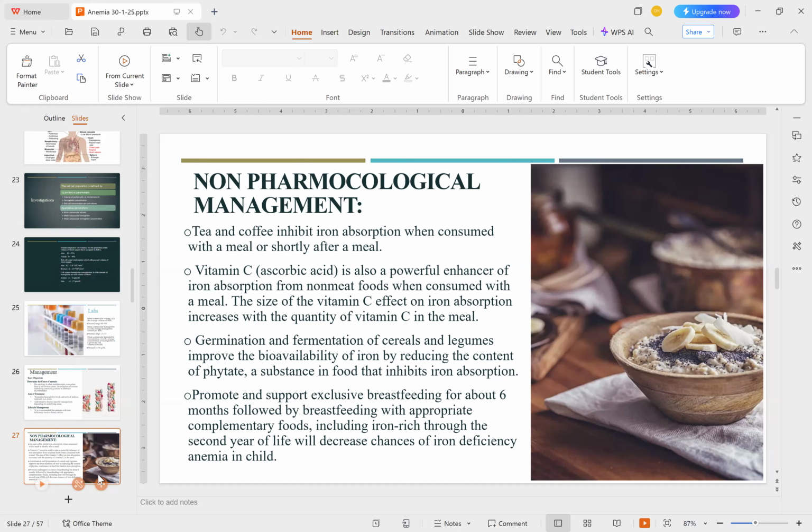Promote and support exclusive breastfeeding for about 6 months, followed by breastfeeding with appropriate complementary foods, including iron-rich foods, through the second year of life, with decreased chances of iron deficiency anemia in the child.